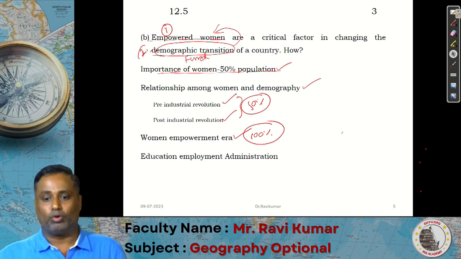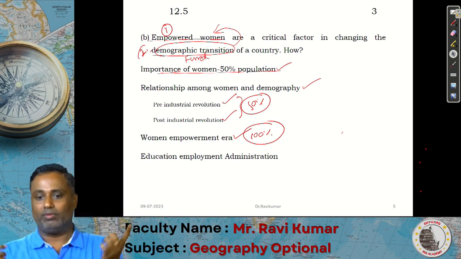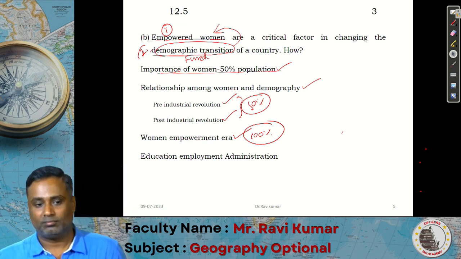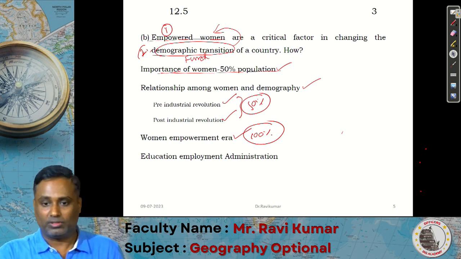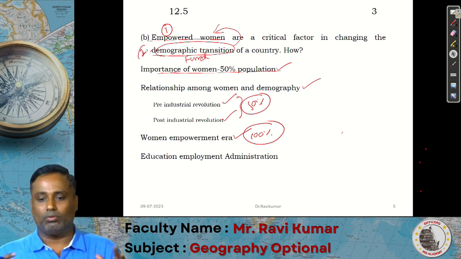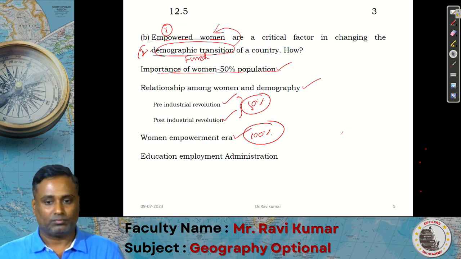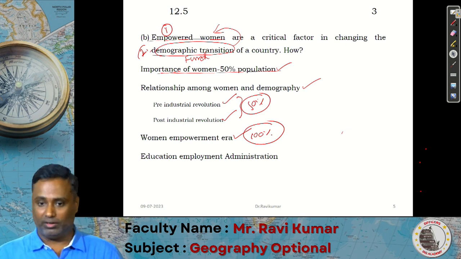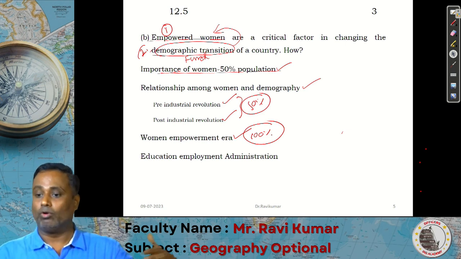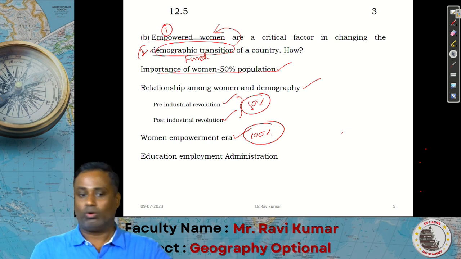Because once women empowerment happens, the thinking of women will change. Before and after the industrial revolution, the main target of women was taking care of the family. They had enough time to take care of the children. They could give more births. They didn't have any other work.